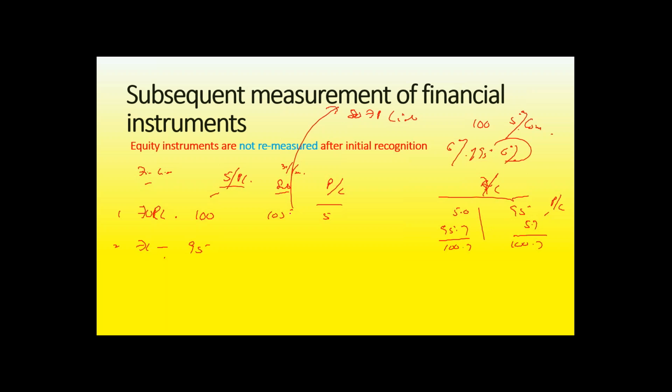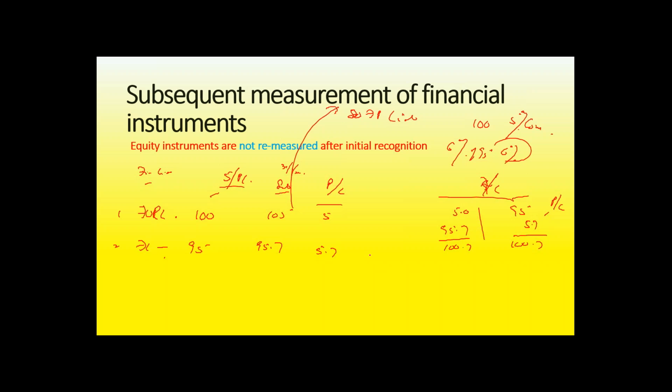So your subsequent measurement, statement of financial position, will have 95.7, and the P&L will be charged with 5.7. P&L will be charged at the effective rate, so P&L will be 5.7, same as the earlier one. At the effective rate, deduct the coupon rate.